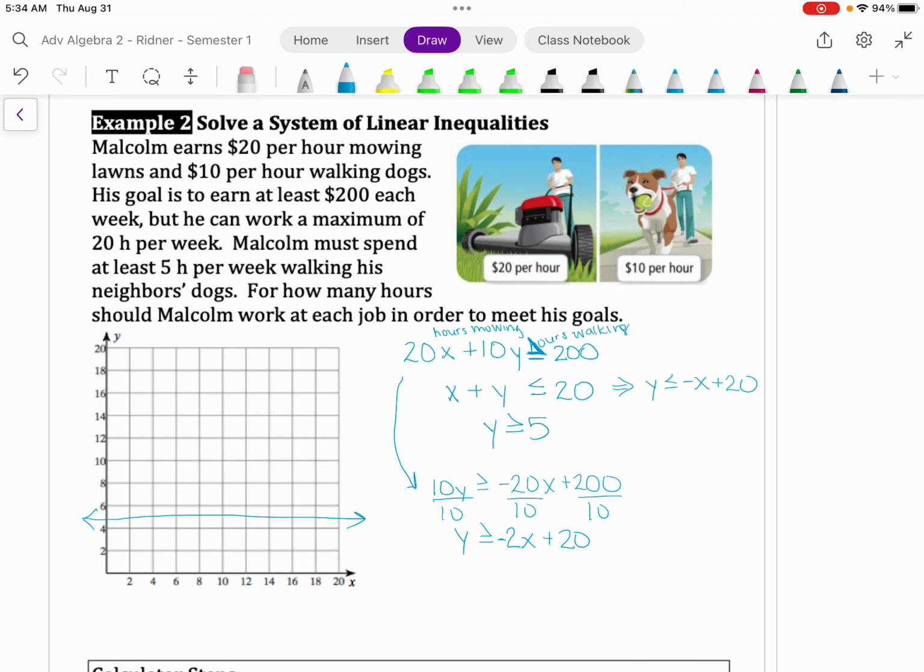All right, graph our other two. I am graphing the top one first. So 20 is our y-intercept. Down 1 over 1 or down 2 over 2. Down 2 over 2. And then same here, start with 20, except this time go down 2 over 1. Down 2 over 1. It's a little steeper slope.